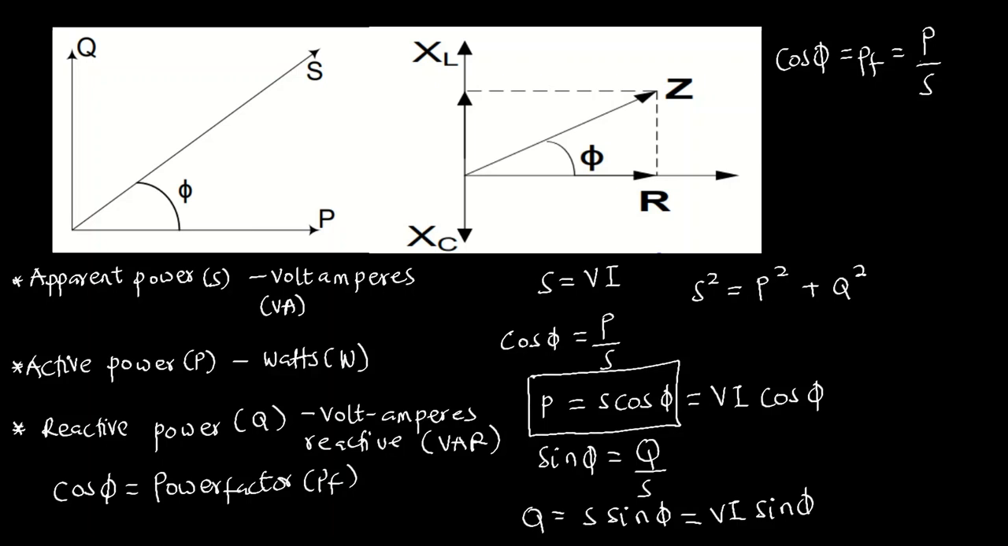Normally the power factor is said to be leading or lagging. In some cases you may hear that the power factor is leading, and in some cases you may hear that it is lagging. When you hear that the power factor is lagging, that means the current is lagging the voltage in the circuit. And when you hear that the power factor is leading, that means the current in the circuit is leading the voltage. So let's take note of this.